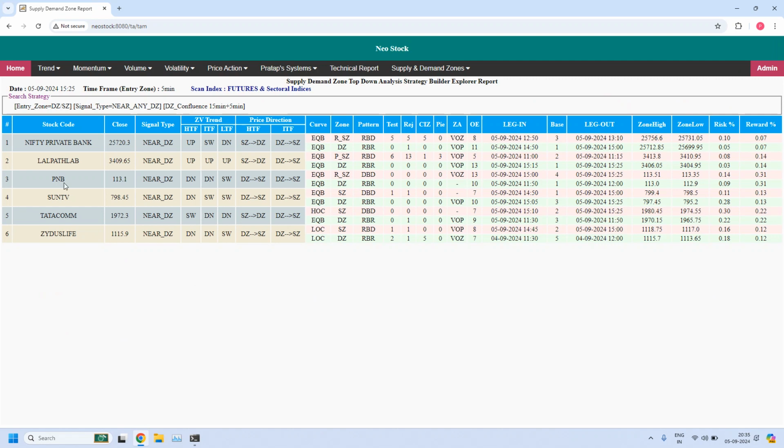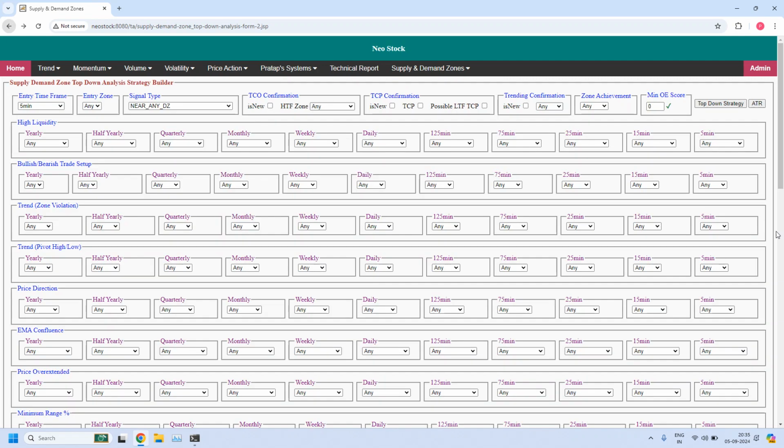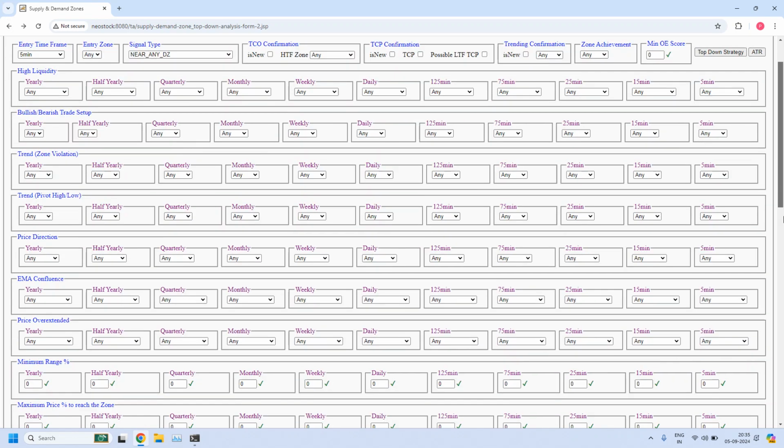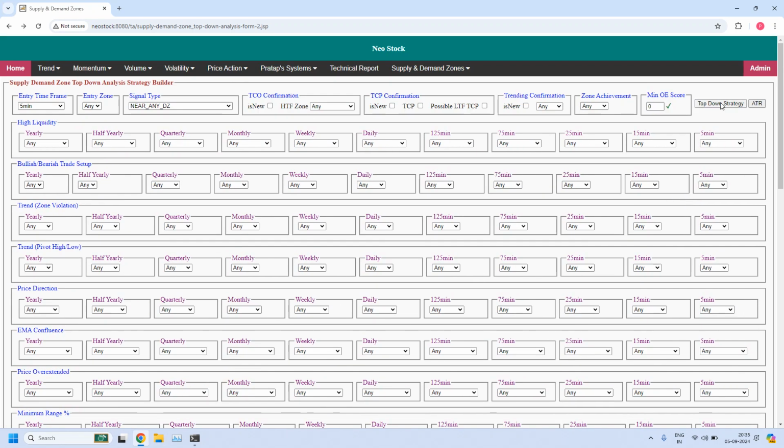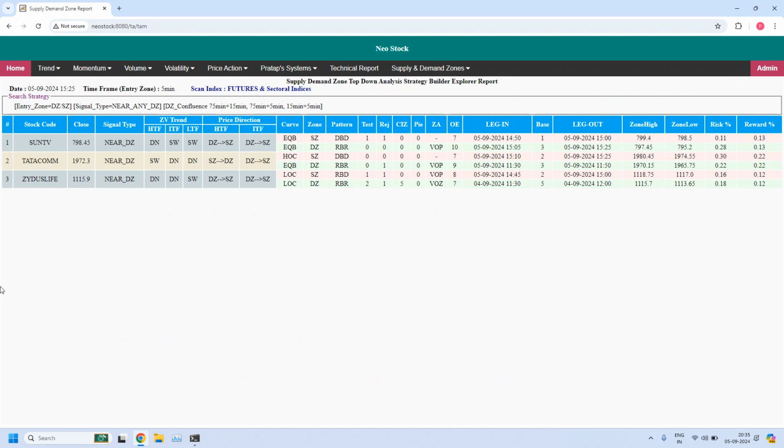Let us check out of these 6, any of these stocks are having even HTF confluence. 5 minutes demand zone with 75 I am enabling. 15 minutes and 75 I am also enabling with all the 3 filters. So these 3 stocks are supporting demand zone confluence with 5 minutes, 15 minutes and 75 minutes.